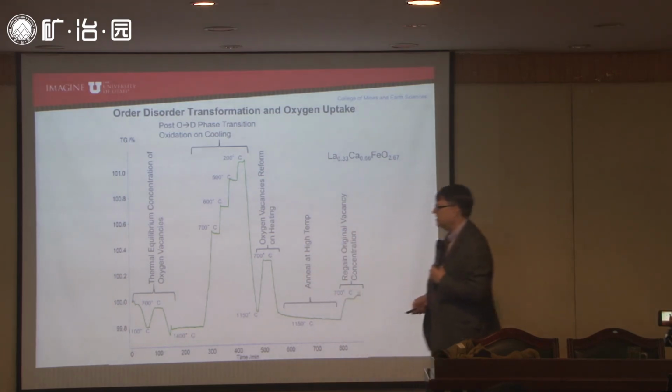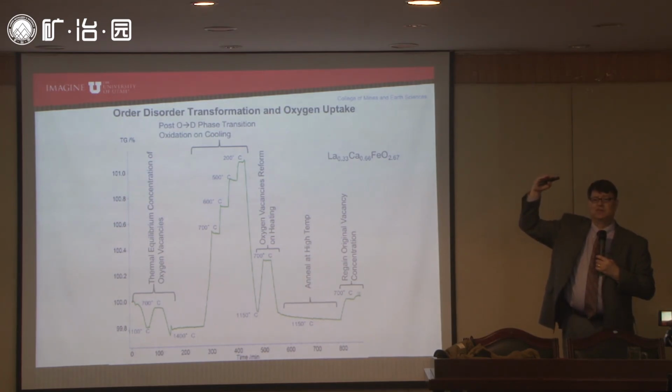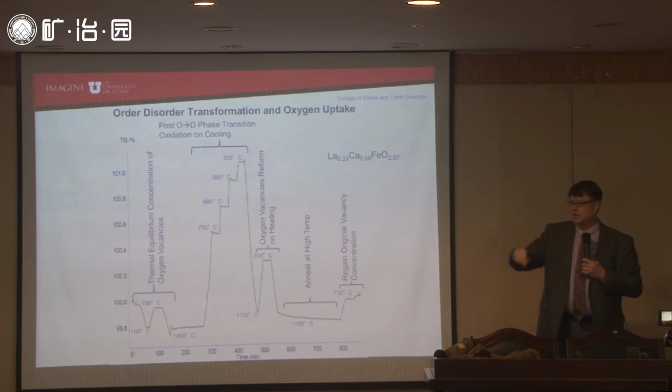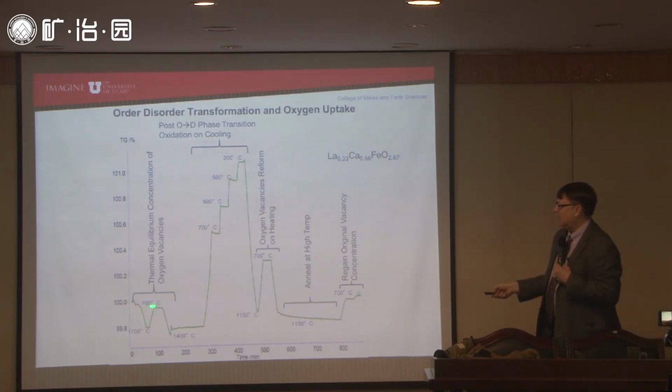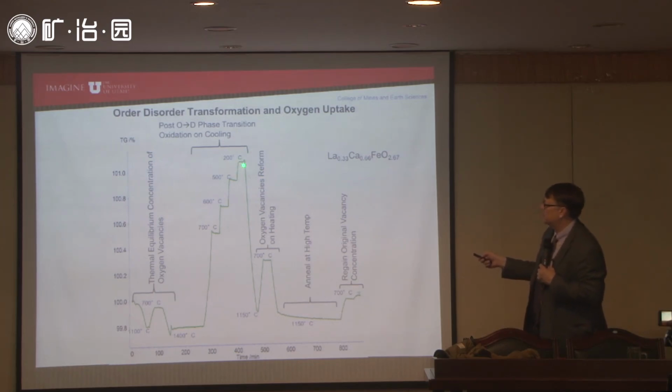If I take this material then and heat it up to 1400 degrees C, I've taken it above the order-disorder transformation, okay? So now I've got the cubic structure, it's a disordered structure, and you can see, again, I've lost quite a bit of weight. But now I cool it down, and what happens when I cool it is it gains a whole bunch of weight, picks up a bunch of oxygen. When I cool it to 700, instead of coming to here, I go to here. I cool it to 600, 500, then I go to 200 degrees C.